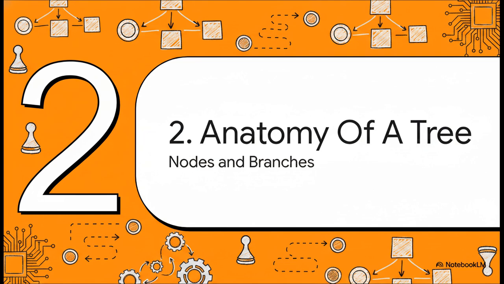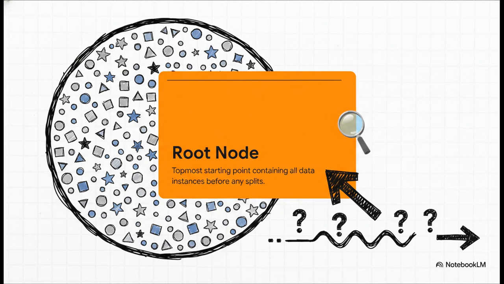Which brings us to Section 2, Anatomy of a Tree, Nodes and Branches. So we're going to translate that board game logic into formal machine learning terms. At the very top, we have the root node. This is literally your starting point. It represents the entirety of your training dataset before any questions are asked or any divisions are made. Every single piece of data lives right here initially.